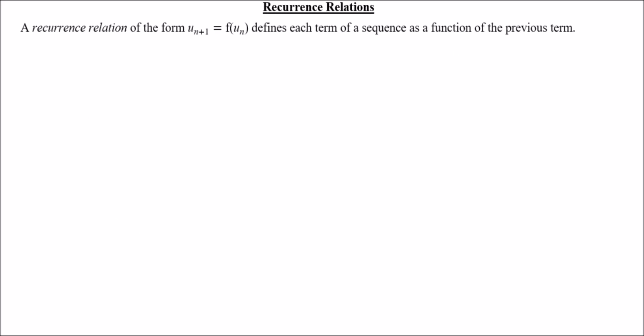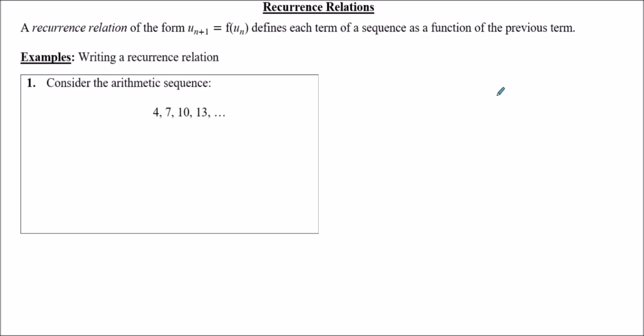Well, a recurrence relation of the form u subscript n plus 1 has to be some function of a previous term. And if the next term is a function of a previous term, then it defines each term of a sequence in terms of a previous one. So, examples. So first of all, let's consider an arithmetic sequence.